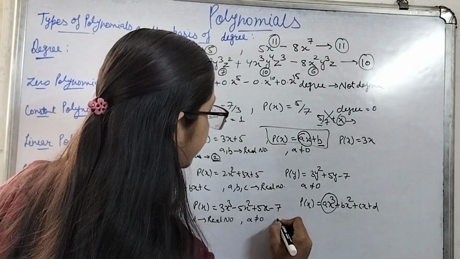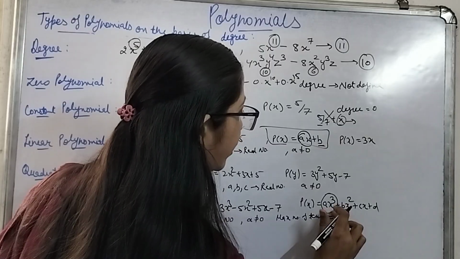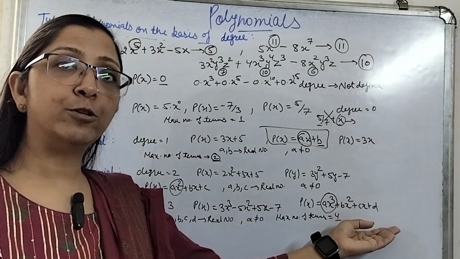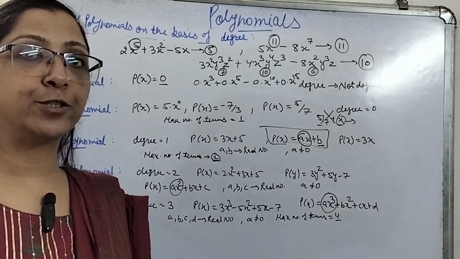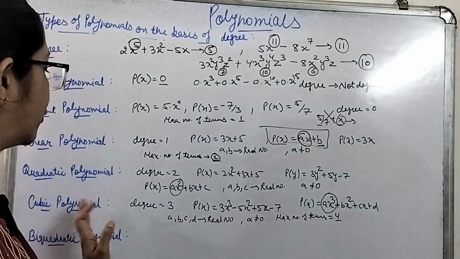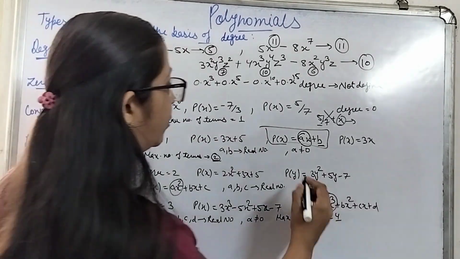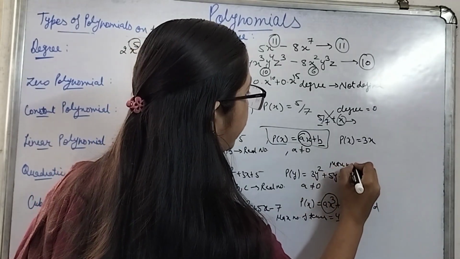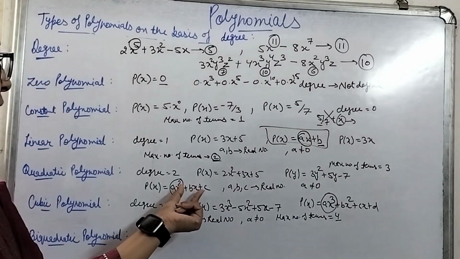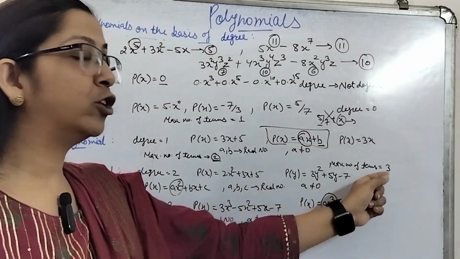Here again we can see that the maximum number of terms will be 4. 1, 2, 3, 4. 4 will be the maximum number of terms. It could be 3 also, it could be 2 also, it could be 1 also, but it cannot be 5. So maximum number of terms in the case of cubic polynomial will be 4. And in the case of quadratic polynomial, maximum number of terms will be 3. 1, 2, 3. It could be 2 also, it could be 1 also.